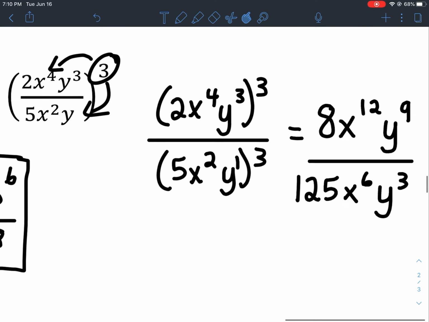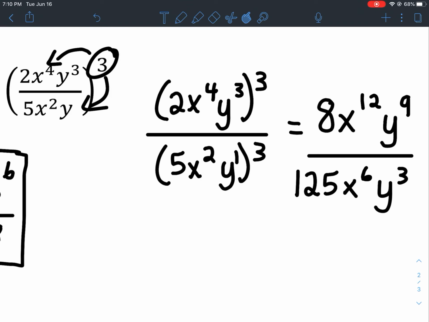But this is the first problem here where we actually can simplify something after we do this. So the first thing we look at is, can we simplify 8 divided by 125? So are there any common factors between 8 and 125? Well, 2 does not go into 125 evenly. 4 does not go into 125 evenly. And neither does 8. So we can't do anything with that.